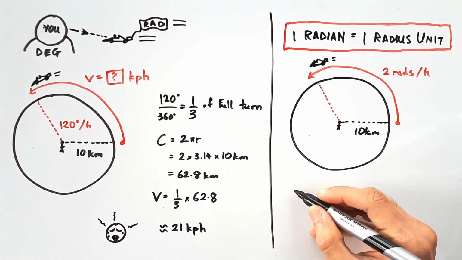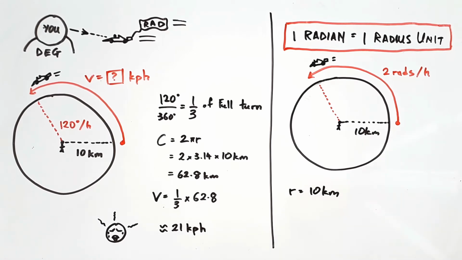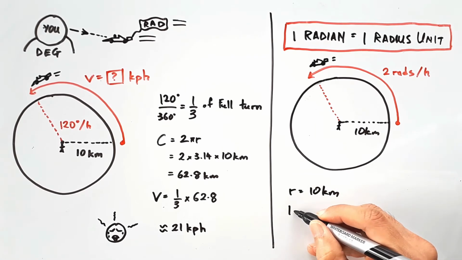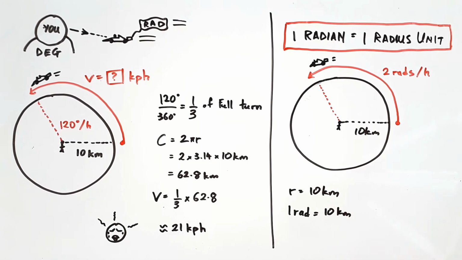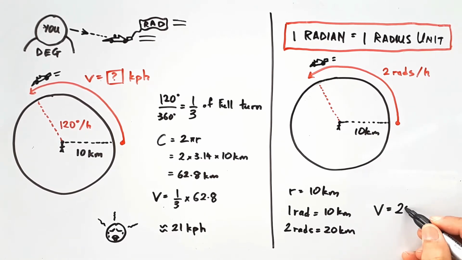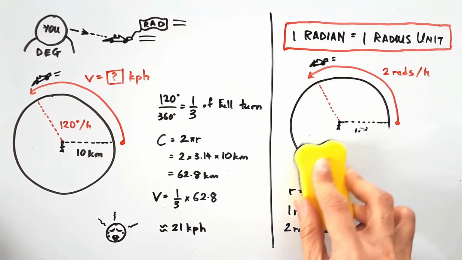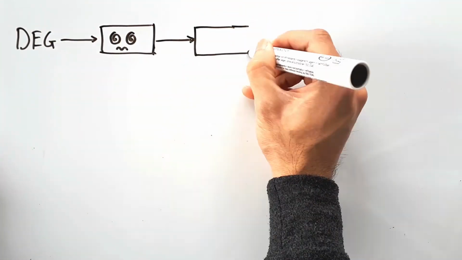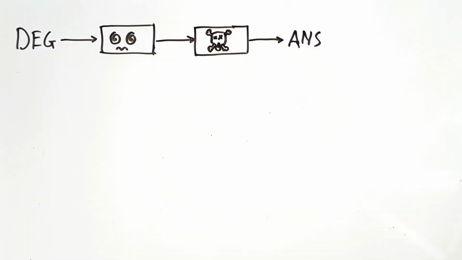Okay, we know the radius of the track is 10 kilometers from the center, which means 1 radian is 10 kilometers as well. 2 radians would be double of that, so it's 20 kilometers, which means the car is moving at 20 kilometers every hour. Oh, wait, that's it? Yeah, yep, that's it. How quick was that? And we didn't even need a calculator. I mean, it just makes perfect common sense to measure a car's speed from the car's perspective, yeah? So radians is a much more natural way to do maths because it requires less conversions.